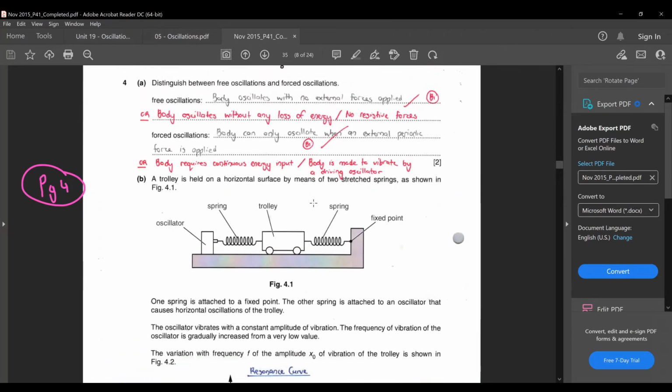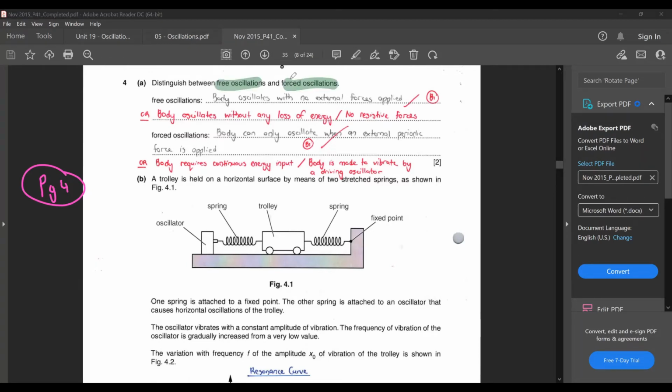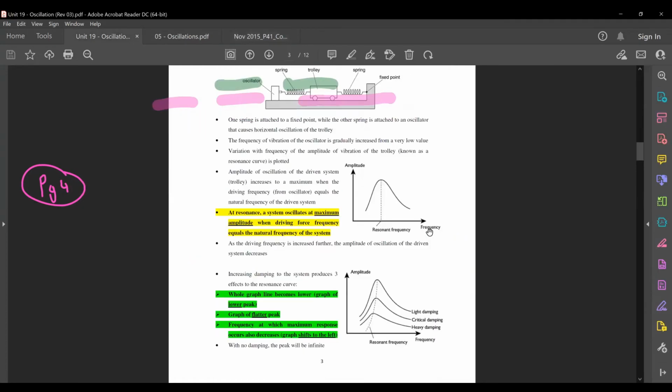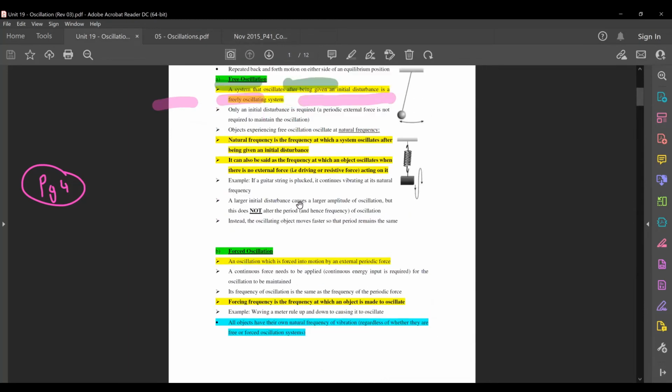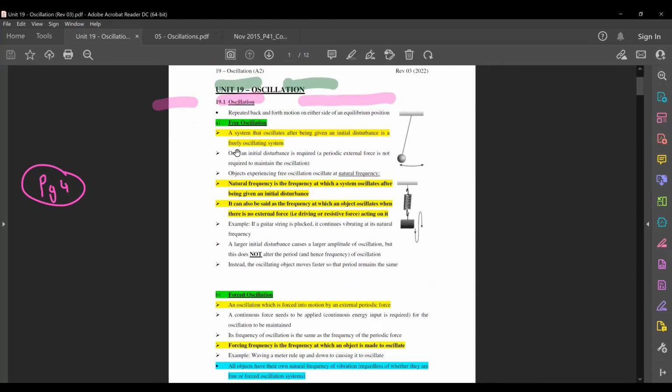So, page 4, distinguish between free oscillation and forced oscillations. Now, free oscillation is when the body oscillates with no external forces applied. I mentioned to you last week that when you're talking about free oscillation, an easy way to understand it is to say that the system oscillates after being given an initial disturbance.